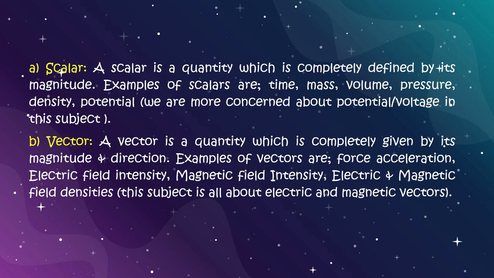Now, examples of scalars are time, mass, volume, pressure, density, potential. Along with that, one more example is speed. Usually we get a question on the difference between speed and velocity. Speed is a scalar quantity, whereas velocity is a vector quantity.